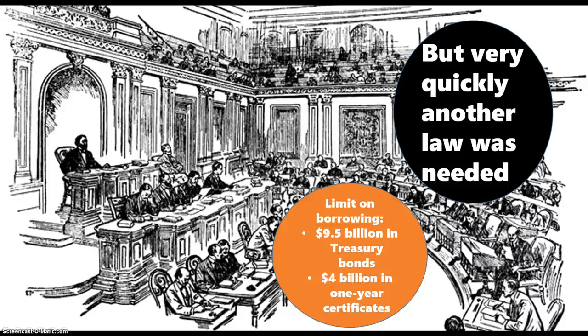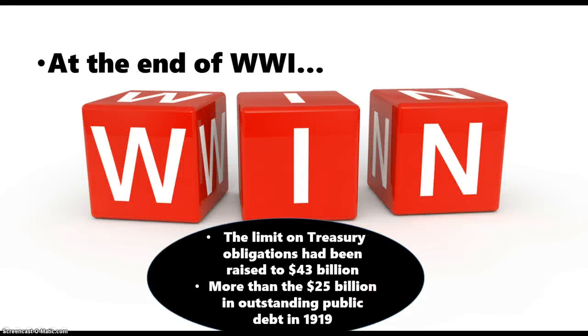This freed the Treasury Secretary to begin to figure out the best mix of securities to issue without nearly as much congressional oversight as before. By the end of World War One, the limit on Treasury obligations had been raised to 43 billion, which was considerably more than the 25 billion in outstanding public debt in 1919.